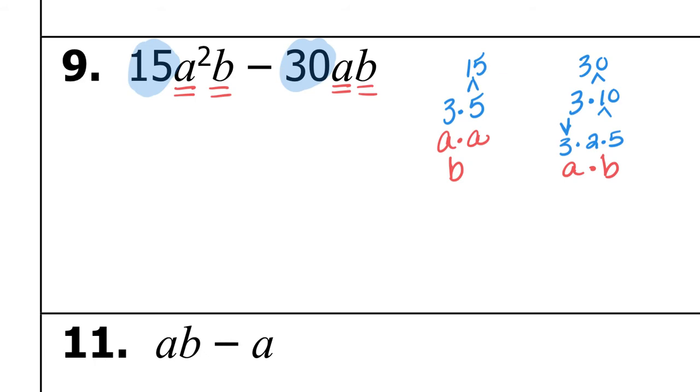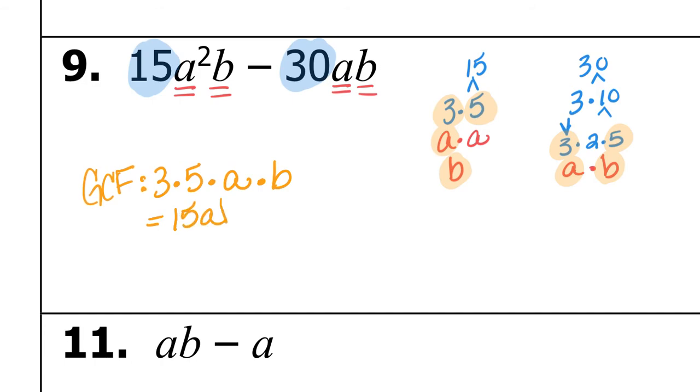So my greatest common factor, again, is everything they have in common. Both of them share the number 3. Both of them share the number 5. And both of them share the letter A and the letter B. So my greatest common factor is a 3, a 5, an A, and a B, which simply equals 15AB.